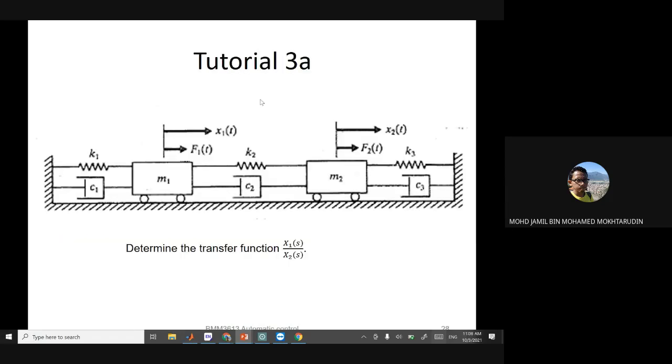Okay, so this is tutorial 3A. Same thing, but in this tutorial it's a bit different, it asks for X1 over X2. So in this case, you need to find both X1 and X2, and then you divide them, X1 divided by X2. Okay, so that's for exercise 3A.